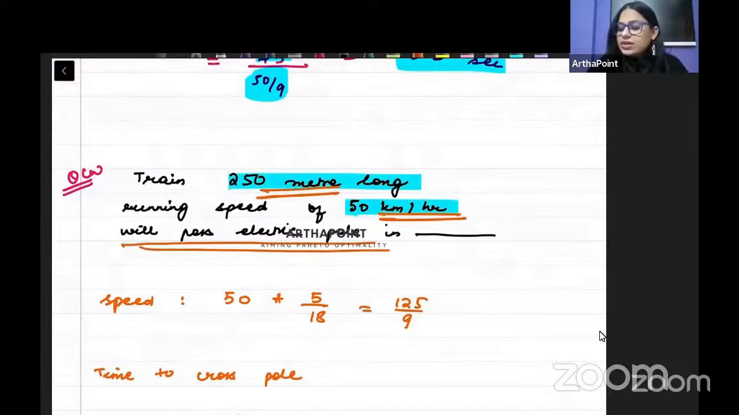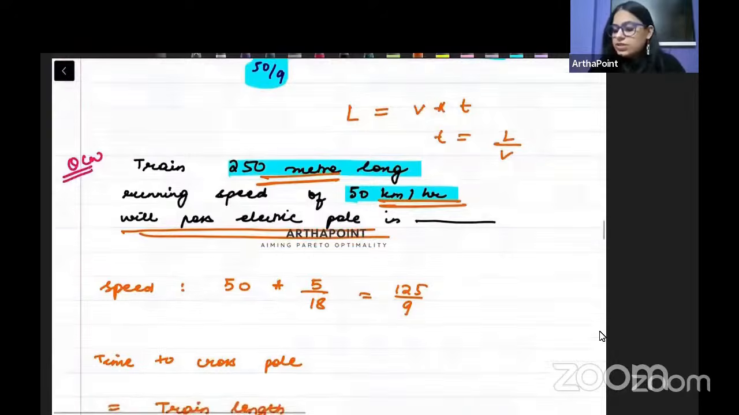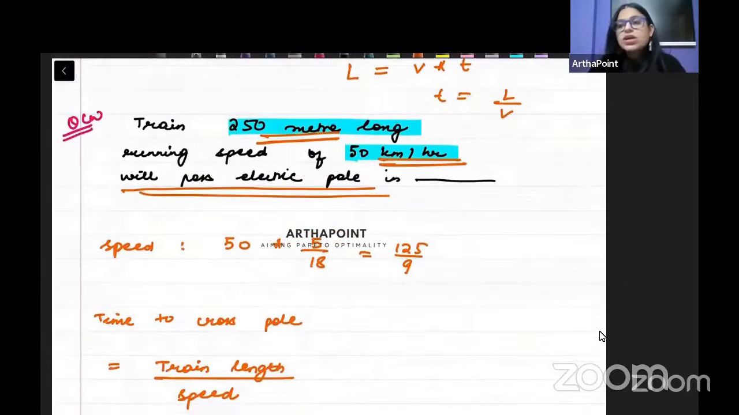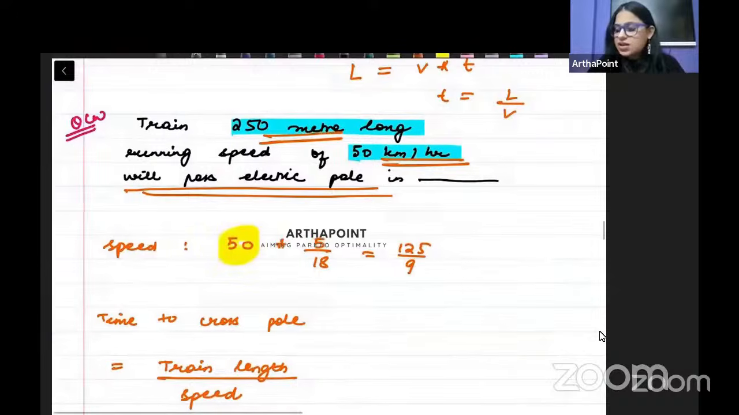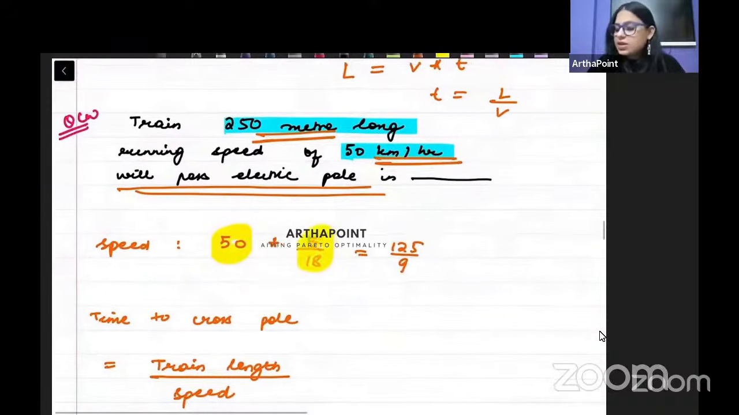So we know that the length of the train is equal to velocity into time. So the time is going to be length by velocity. But before we go ahead and do that, we need to convert the speed into meter per second, right? So we are given that the speed is 50. And when I convert this 50 into meter per second, I will get 50 into 5 by 18. So I will get 125 by 9.